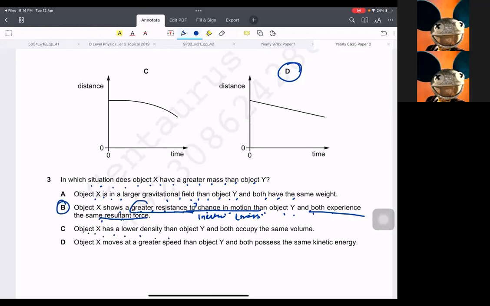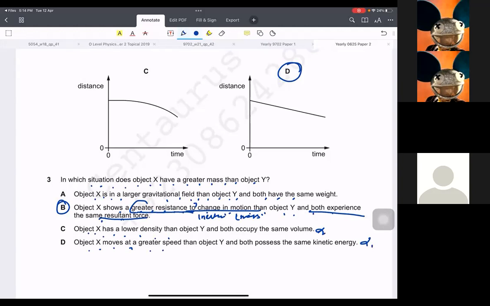Object X has lower density. That's not true. Object X gives a greater speed than Y at both places. That's not true. So why not A? Because it says they're in different gravitational fields and they're the same weight. So how do we know which one is greater? Did they say X is greater than Y? We don't know.